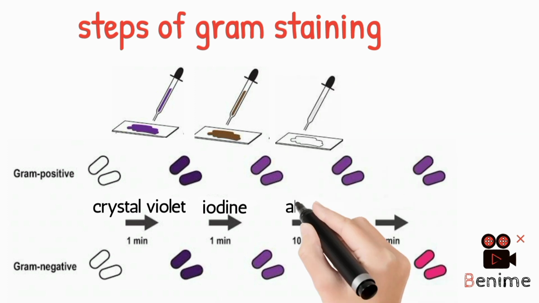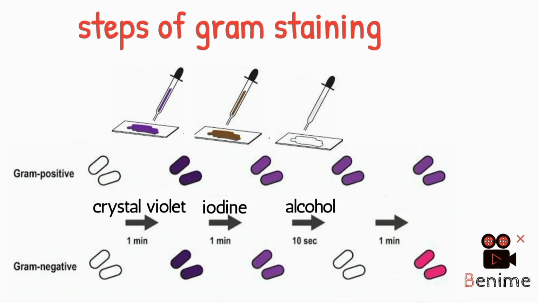Then in the next step, we will add alcohol. Alcohol will decolorize the gram-negative. You can see they become white. So gram-negative, since they have thin peptidoglycan and they are lipid rich, will be decolorized. Whereas gram-positive have thick peptidoglycan, they resist the decolorization and they remain purple or blue.